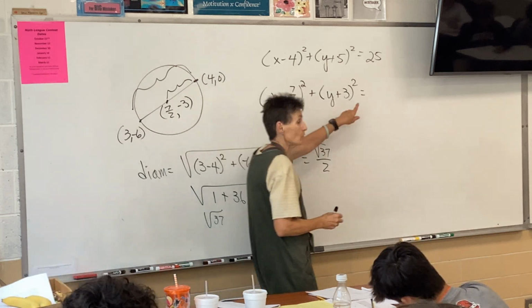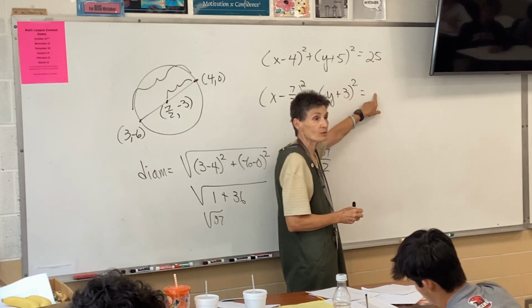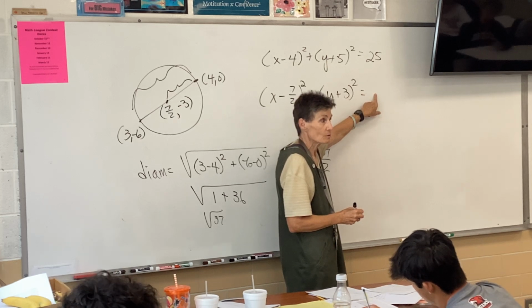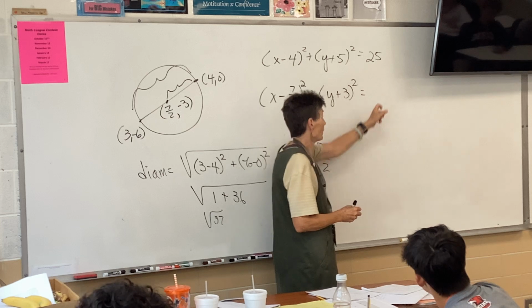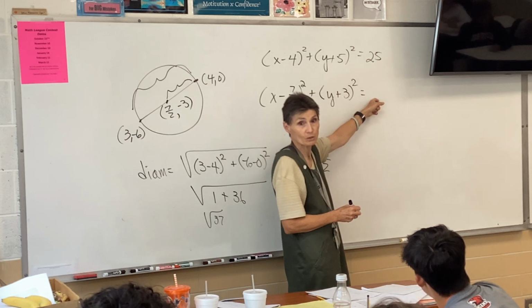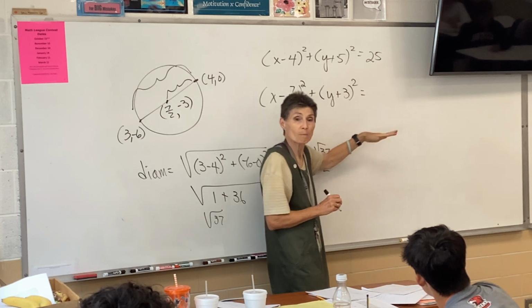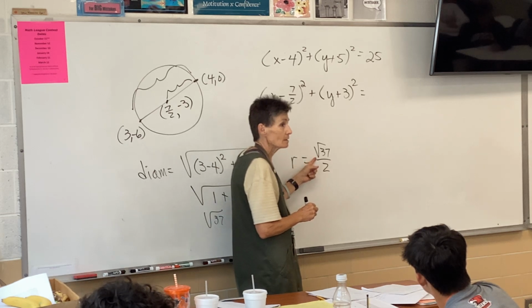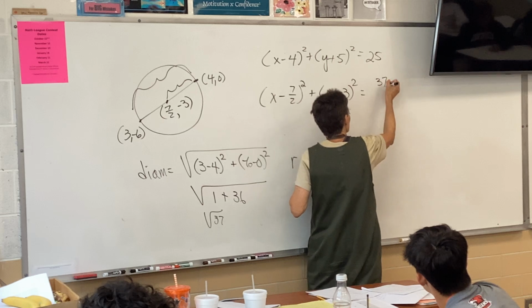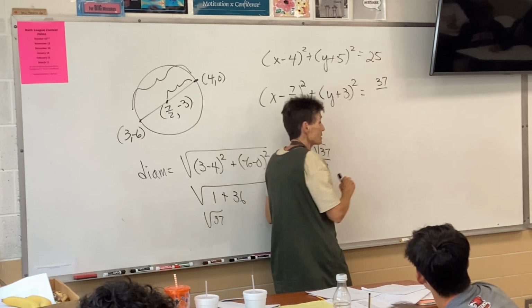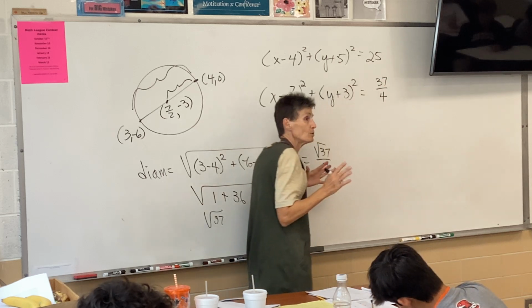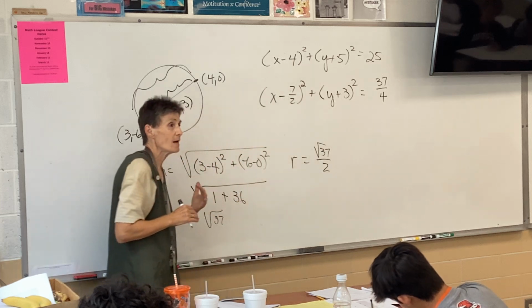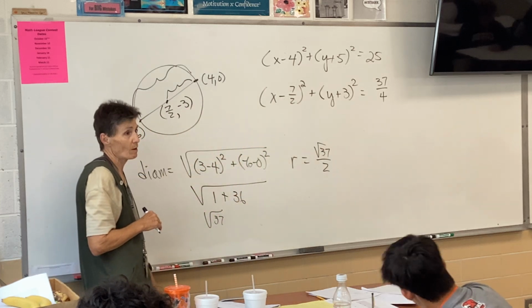Now, is that what goes here? No, I have to already divide by 2. When I put it in my equation, I have to square it. Now don't panic, because this is easy. What's the root 37 squared? 37. And 2 squared is 4. Now, if you want to do it decimally, it's perfectly okay, but it's easier just to do it this way.